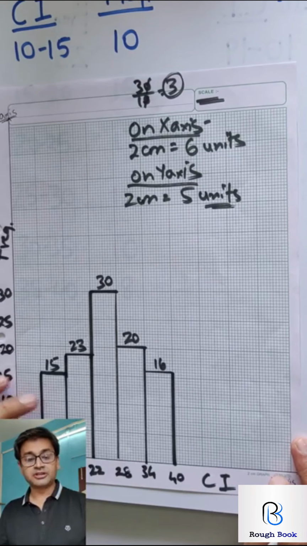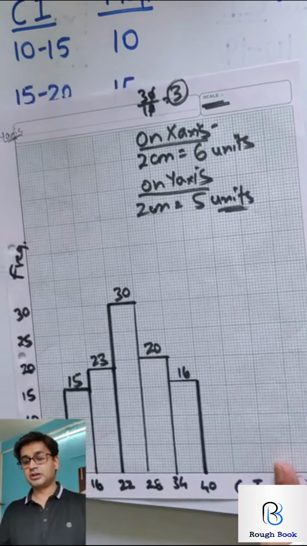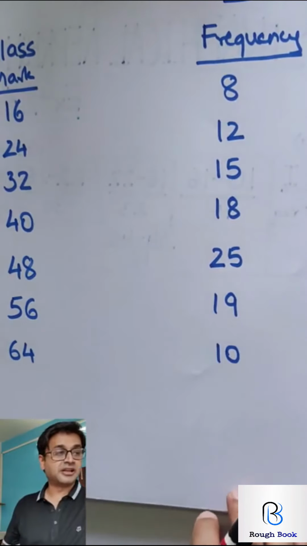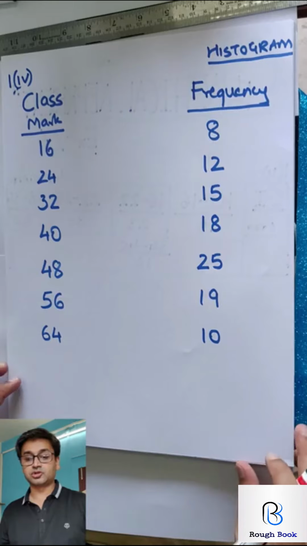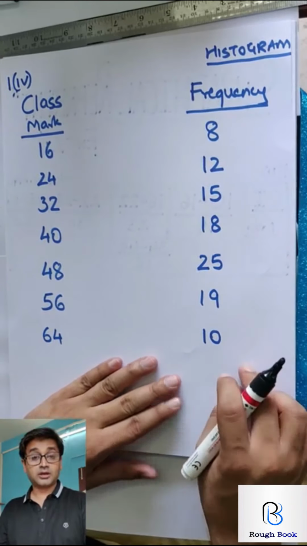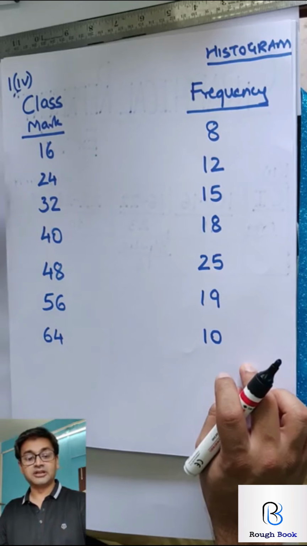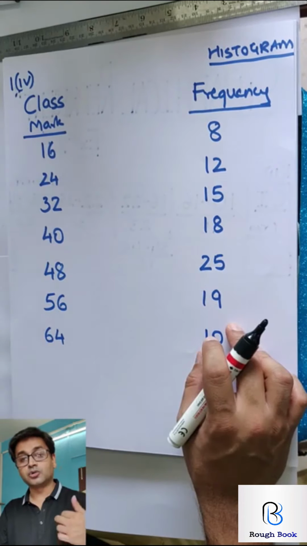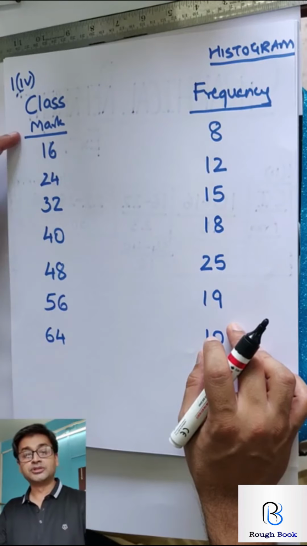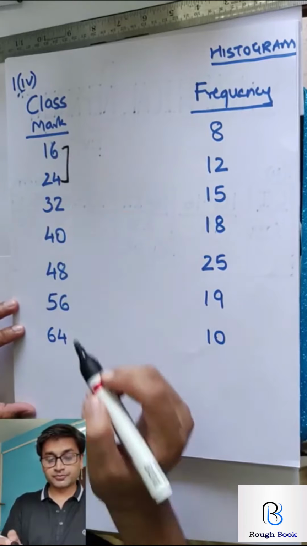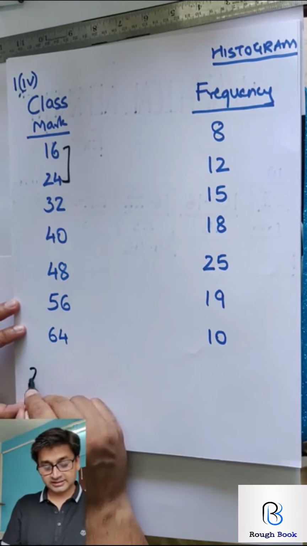Let's take one more sum on histogram, slightly tricky. So let's work it out. So sum number 1 part 4. This is another question to construct histogram. What is the problem with this question? Can you identify? Yeah, you've not been given the class interval. Instead, you've been given the class mark. In standard 9, we studied how to generate class interval using the class mark. So I'll just show you the technique. You take these two classes or class marks and subtract them.